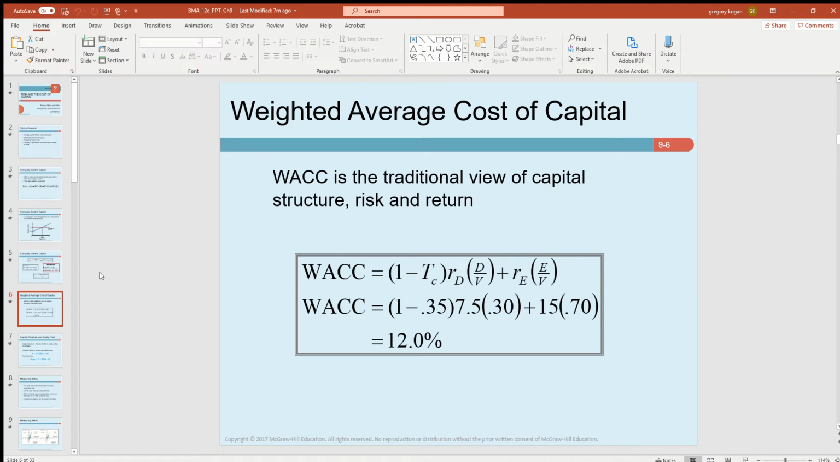So this is an example, the weighted average cost of capital. How do we compute it? We look at the cost of debt in this situation, 7.5%. Now think about what the cost of debt is. This is the cost of borrowing for a corporation.